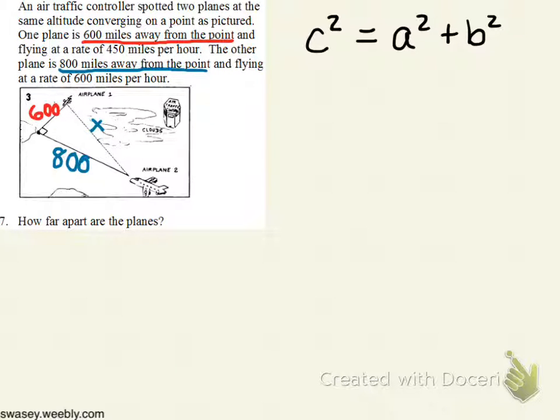Alright, we've got these two planes converging on a single point. One of them's 600 miles away, the other one's 800 miles away from that point. So we want to find the distance they are apart right now. So 600 and 800 are the legs of the right triangle.